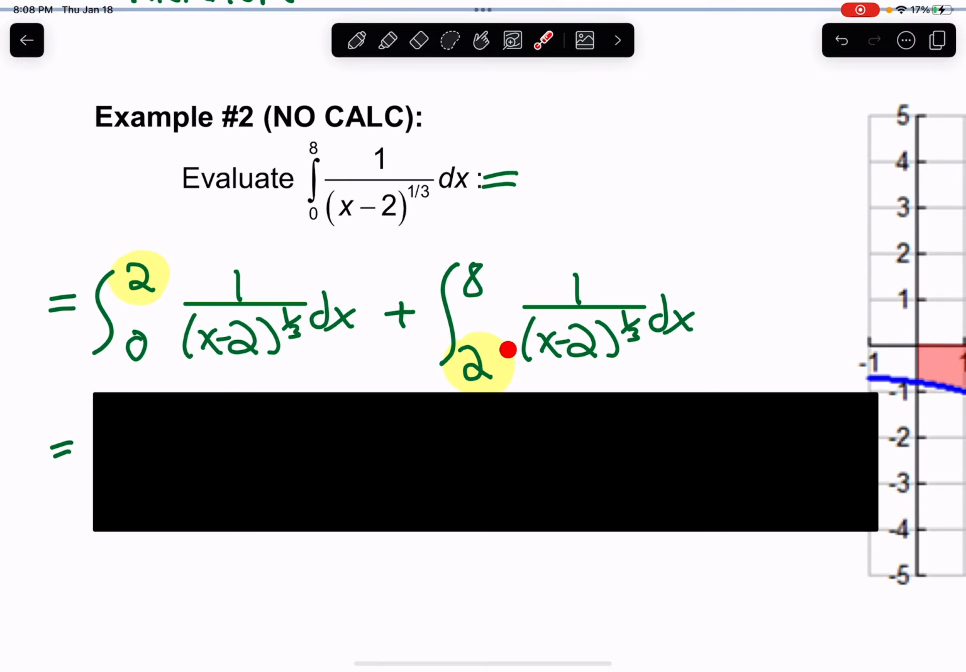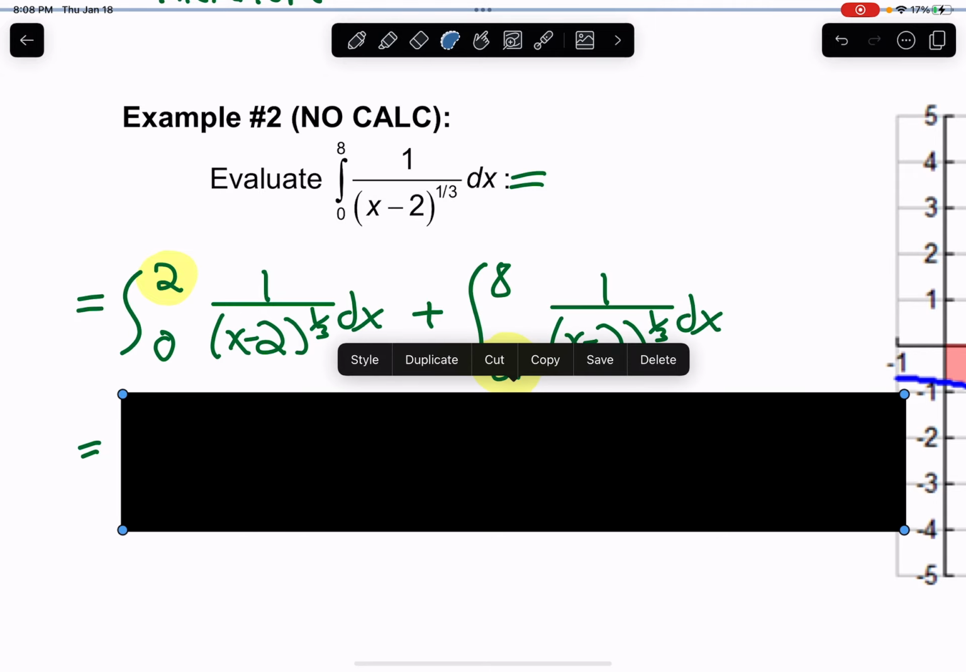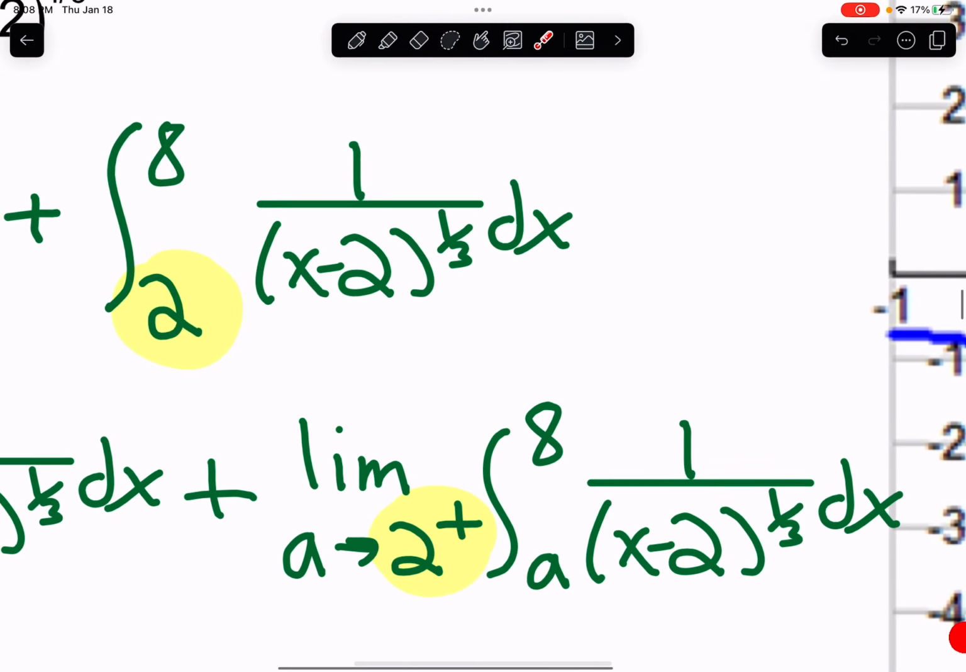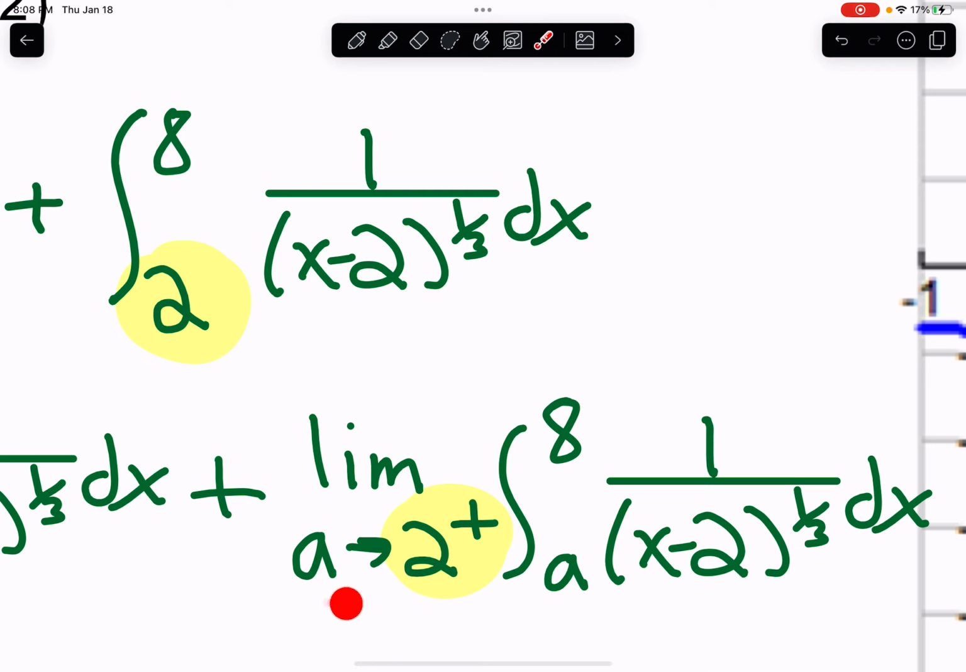Let's replace it with a variable, and we're going to do a limit. For the first one, since 2 is my upper bound, this becomes the limit. And again, you can choose whatever placeholder variable you would like. Limit as b approaches 2 from the left, integral from 0 to b of my function, plus, let's do the same thing for the other one. Again, whatever you pick is your choice. Just don't pick x. That's already accounted for in the integral. Limit as a approaches 2 from the right. This is my lower bound, so I can only approach it from the right. Integral from a to 8 of my function.